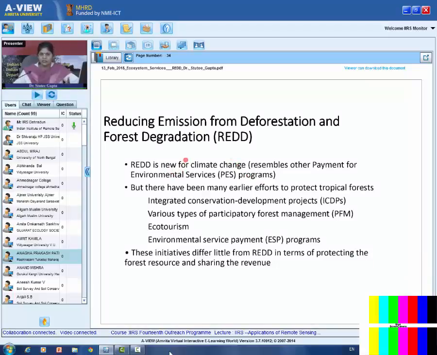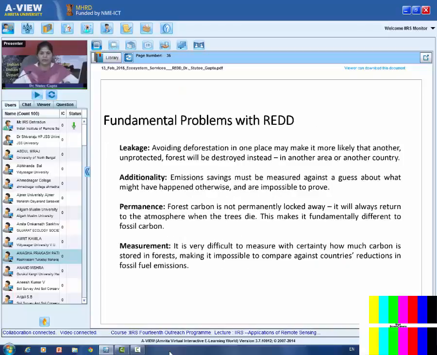Now coming again to some of the components of it. When REDD was brought into place, a term called PES, Payment for Ecosystem Services, was introduced. With payment for ecosystem services attached to reducing emission from deforestation and degradation, the communities can benefit from the program, and the direct benefit may go to the communities. But there have been many earlier efforts to protect the tropical forest which could not see much progress. These initiatives differ from REDD in terms of protecting the forest resource and sharing the revenue. In the previous steps taken by various countries or governments, the payment did not go to the communities, and there was no sharing of the revenue. So with this aim, the REDD framework was constituted by involving the community, so that the direct benefit can be transferred to them as well.